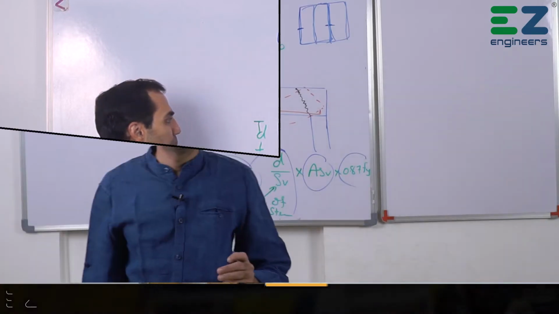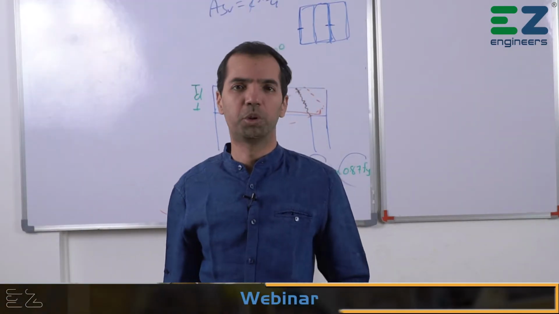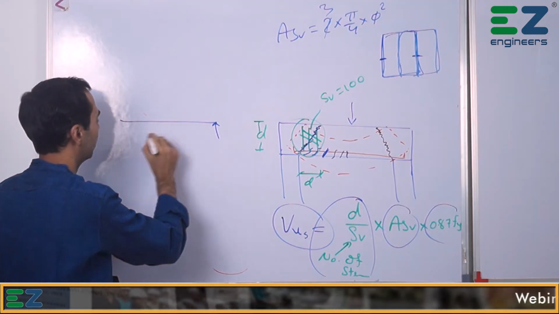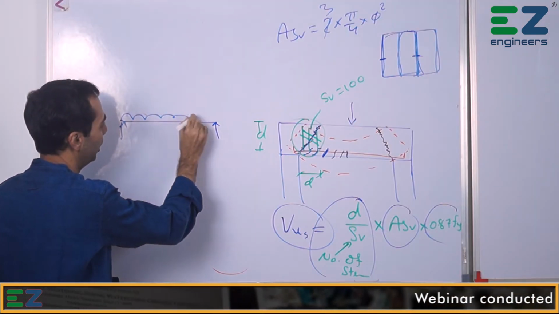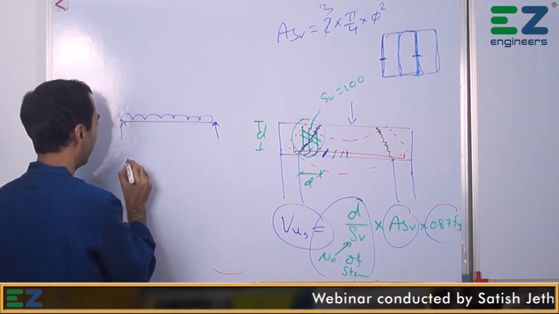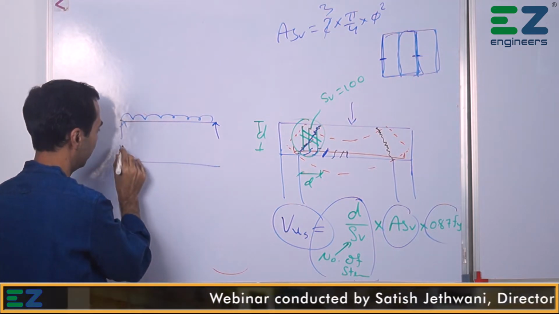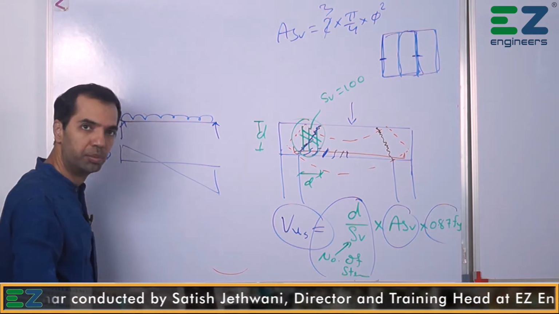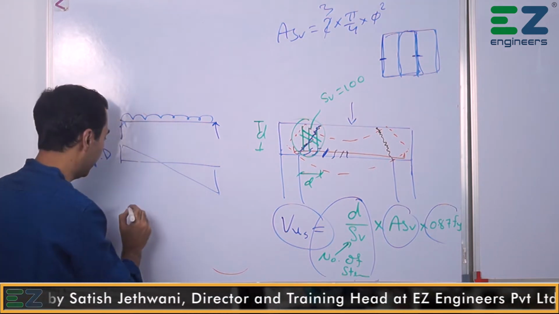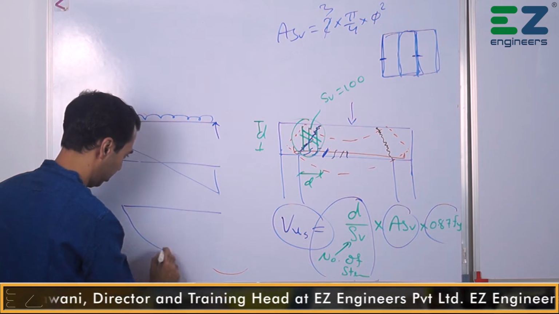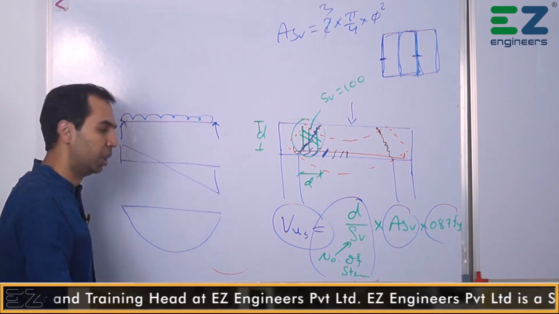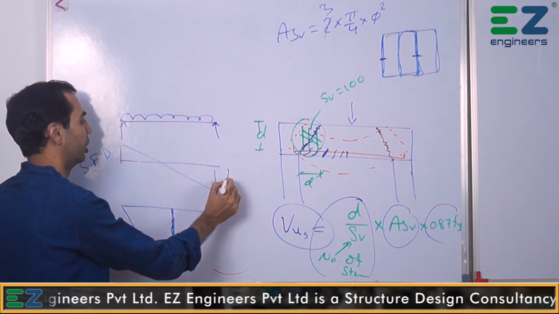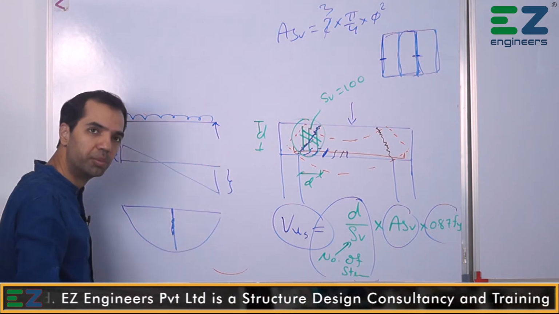How? Say this is an ideal simply supported beam like this, with a UDL. What will be the shear force diagram? Like this. What will be the bending moment diagram? Like this. So bending moment is maximum at the center, and shear force is maximum at the ends.